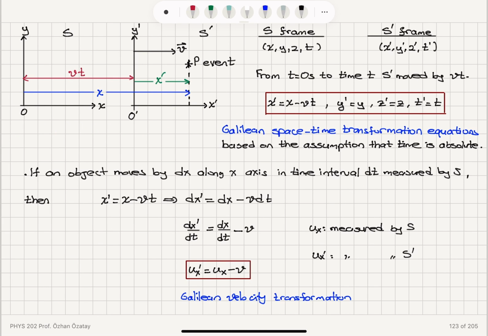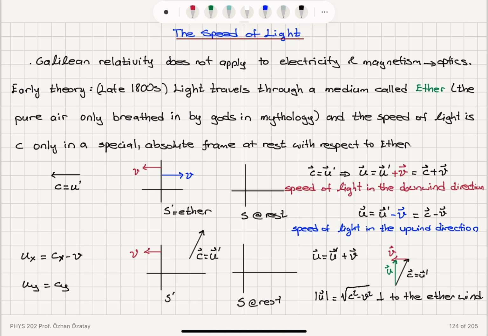Using Galilean velocity transformation, if the light propagates in the downwind direction, where ether is moving with velocity v with respect to the reference frame, we should measure c plus v. If it is in the upwind direction, we should measure c minus v. If the light propagates at an angle with respect to the x-axis of the ether reference frame, then we should measure a change in the x component, because light propagation is opposing the direction of s prime in this case. So we should measure cx minus v, but cy should be the same.